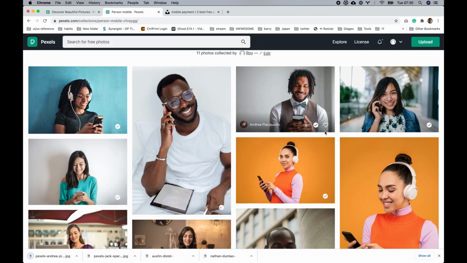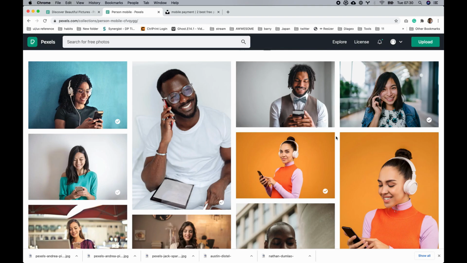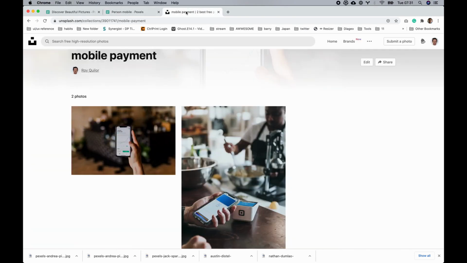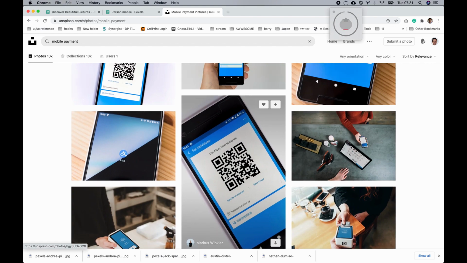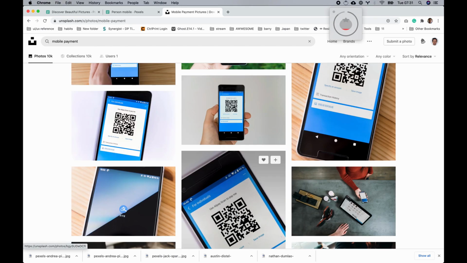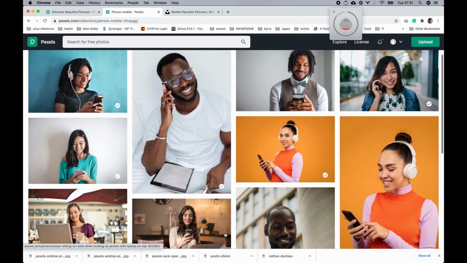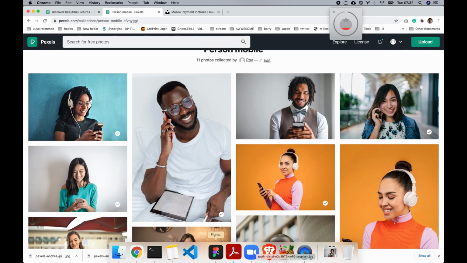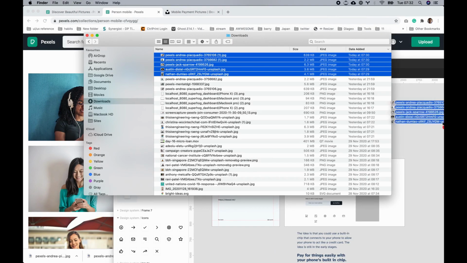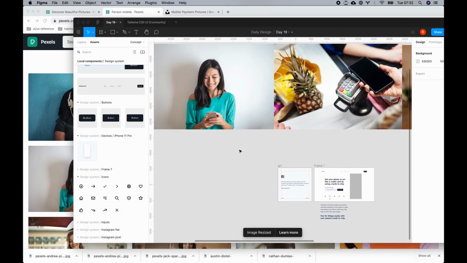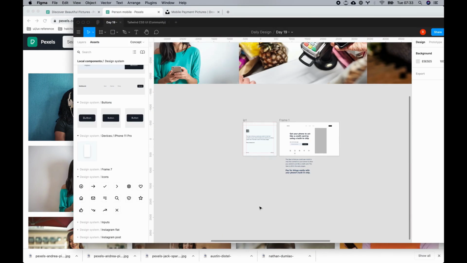So that's why you can tend to see a lot of images are people smiling with a phone in their hand, and that seems to be quite the trend at the moment. So again, in Pexels I've built up a collection, and then I just proceed to put that in the frame.